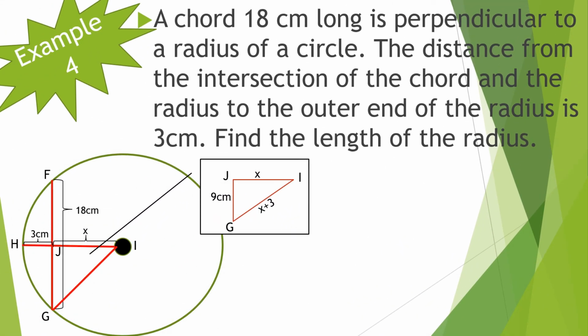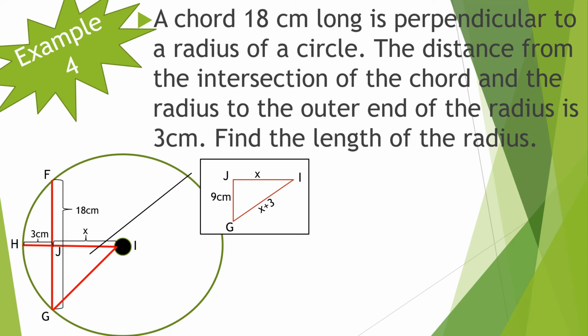Let's have this example number 4. A chord 18 cm long is perpendicular to the radius of a circle. The distance from the intersection of the chord and the radius to the outer end of the radius is 3 cm. Find the length of the radius.